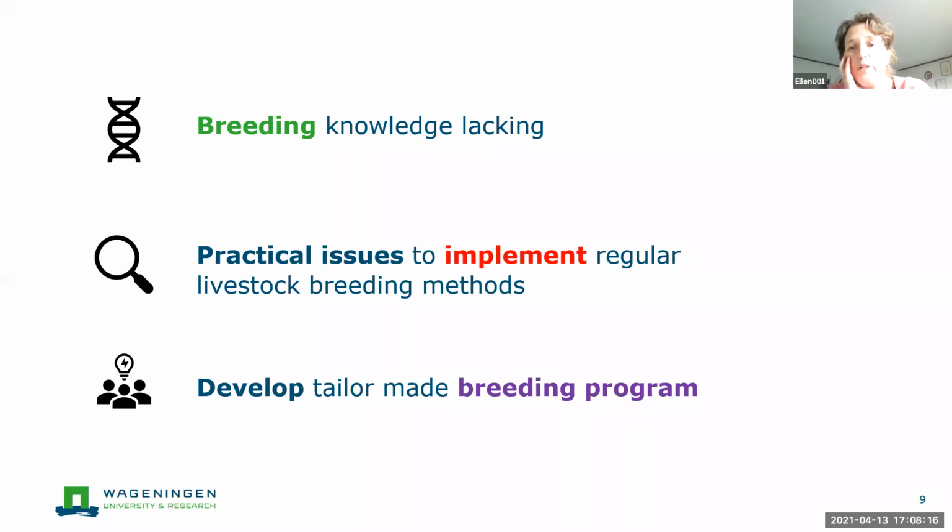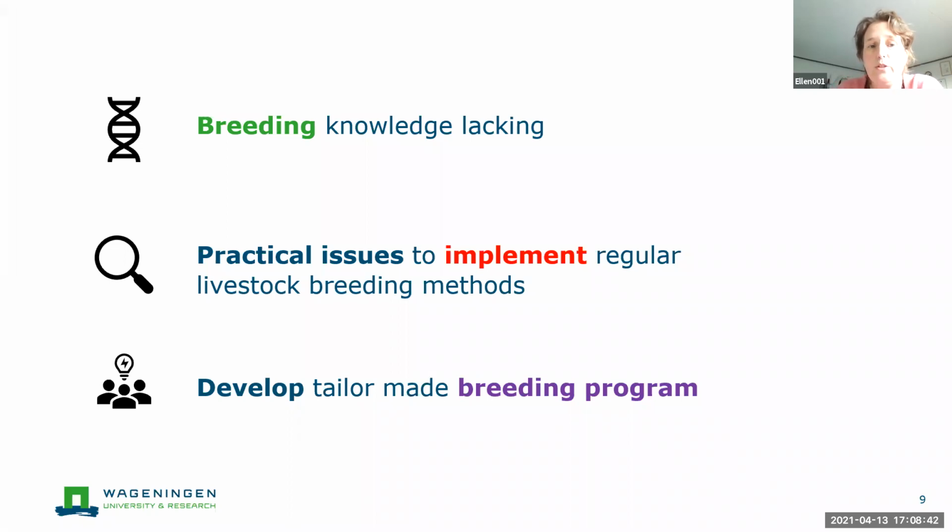And we think that breeding can play an important role in this improvement of the insect production. But what we noticed is that breeding knowledge in the insect production is currently lacking. And there are also several practical issues to implement the breeding knowledge in the current insect production.